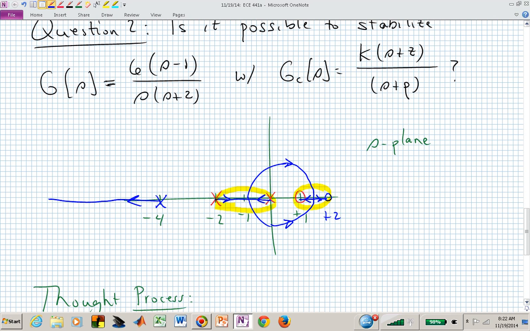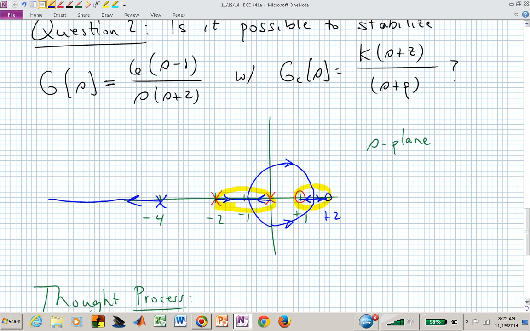What's happening at a breakaway point? You're looking for a relative maximum of the gain, aren't you? So if you iterated, or if you did the differentiation, you would find that the derivative of k between 0, the origin, and -2 would reach a relative maximum for some value of s between 0 and -2.